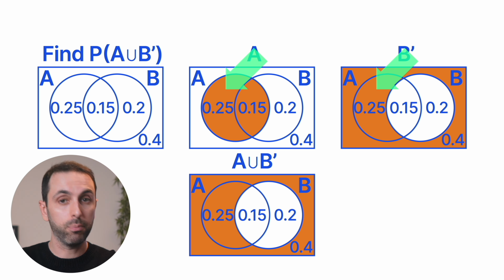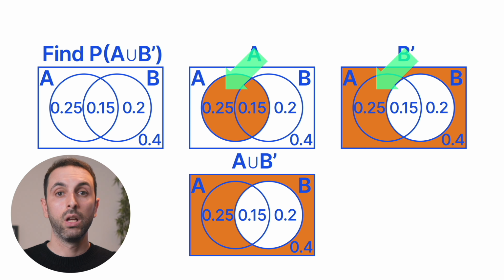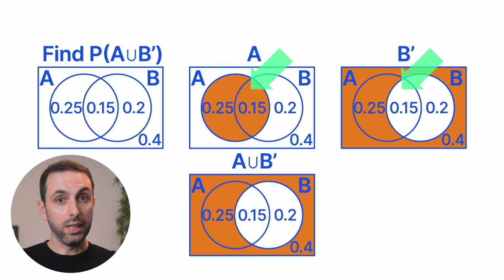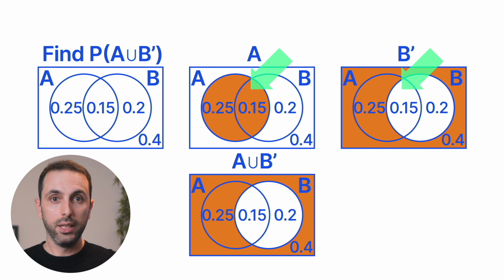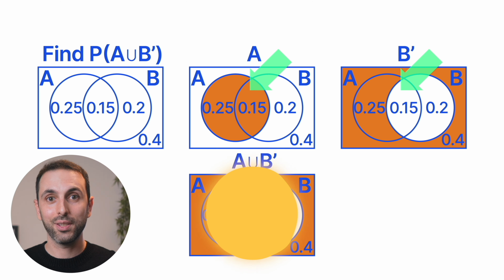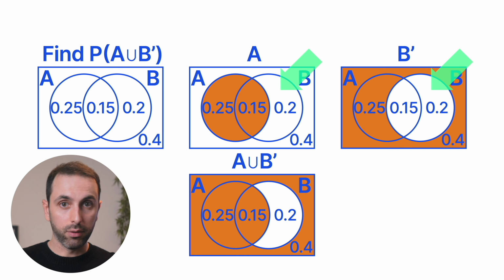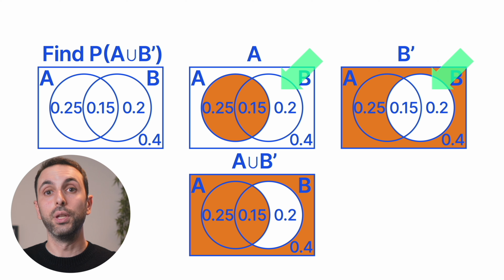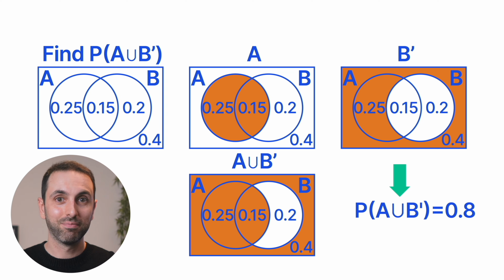But, as mentioned previously, even if it was shaded in only one of them, we'd still include it. Looking at the region that's the intersection, although this is not shaded for B complement, it is for A, so we will include this. And looking at this region, this is not included in either of them, so we did not include this. As a result, the probability of A union B complement is 0.8.